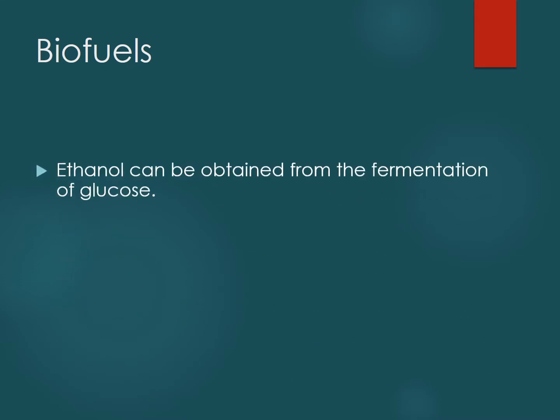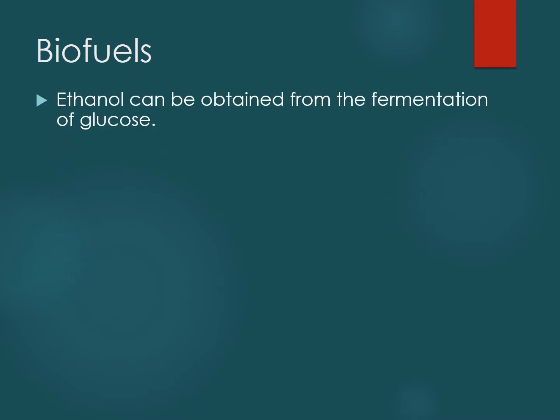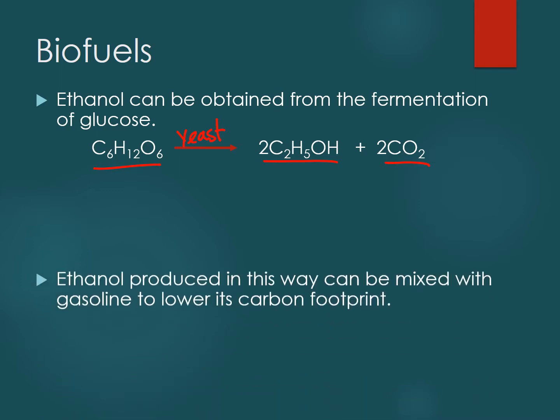Okay, so biofuels. Ethanol can be obtained from the fermentation of glucose. So here we have glucose. It's going to be fermented into ethanol and carbon dioxide, and this is actually the process that is undertaken to create spirituous beverages. Yeast is used, and the yeast will consume the sugar, produce the alcohol that's in these beverages, as well as the bubbles, the carbon dioxide.